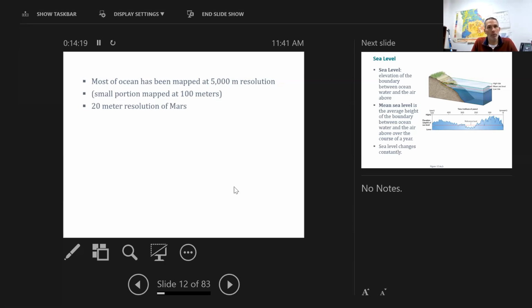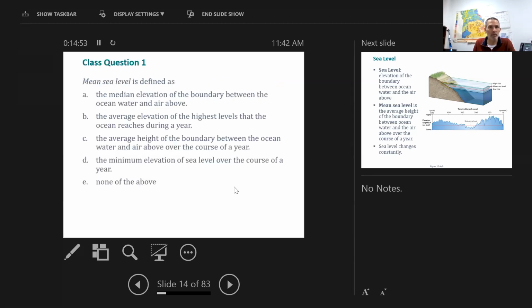And then when we start looking at these 5,000 meter resolutions, that's about 16,000 feet, so about 3 miles. So we take one reading along that spot in that 5K, and that's the elevation of that entire surface. You can see where a lot of errors might have developed.